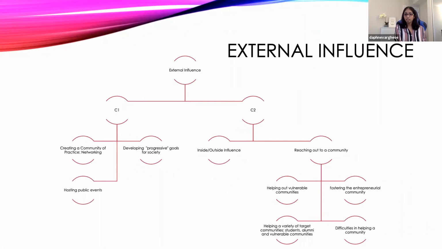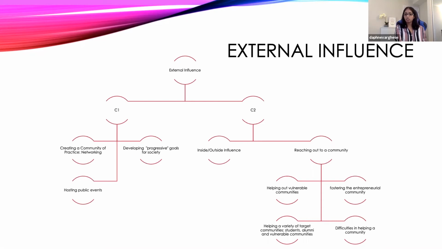And finally, external influence for C1 is referenced to creating a community of practice in terms of networking, developing progressive goals for society, and hosting public events. For C2, reaching out to a community is a way to influence external change.